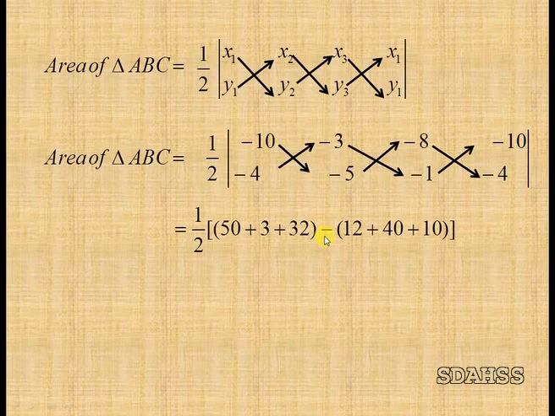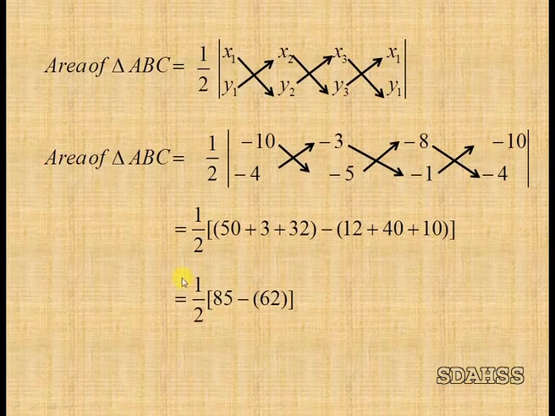Then you put minus sign, multiply this order, down to upward. Minus into minus, plus 4 3s are 12. Minus into minus, plus 5 8s are 40. Minus into minus, plus 1 into 10, 10.